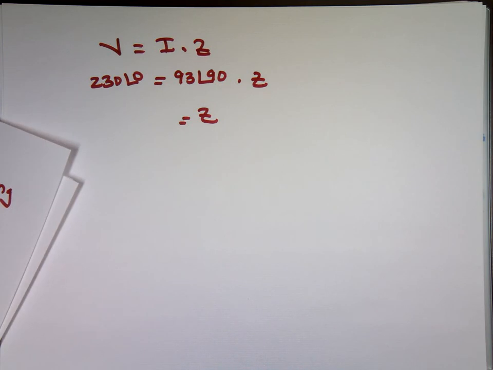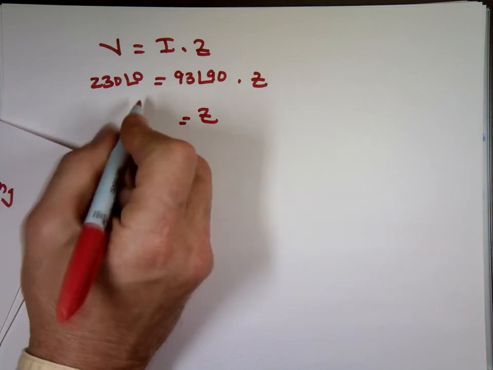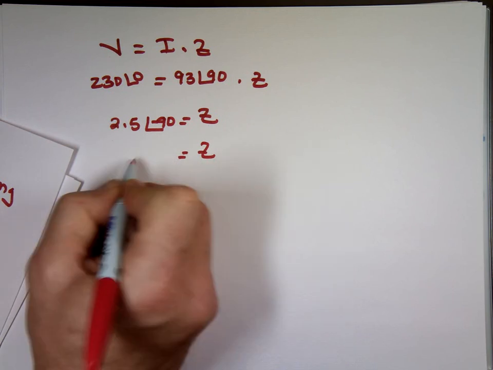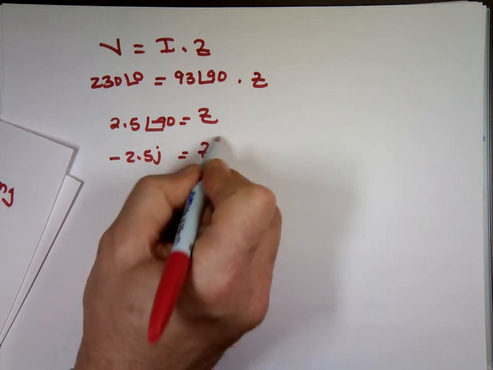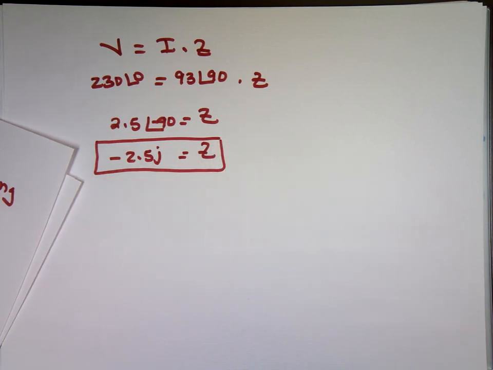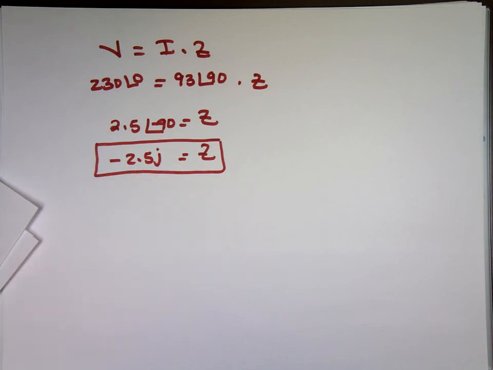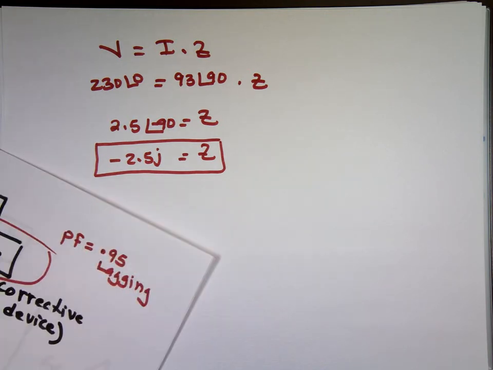230 divided by 93, 2.5 roughly, angle negative 90, which is what? Negative 90, that means what? Isn't that negative J? So it's a capacitor. Negative J. So we have to put a capacitor there that will give me a value of negative 2.5 J to take that power factor and change it from whatever it was before, I forgot what that number was, 60 or 80%, to 95%. That's always the case. That's what you do all the time. You take a power capacitor, put it in parallel to bring that power factor up.